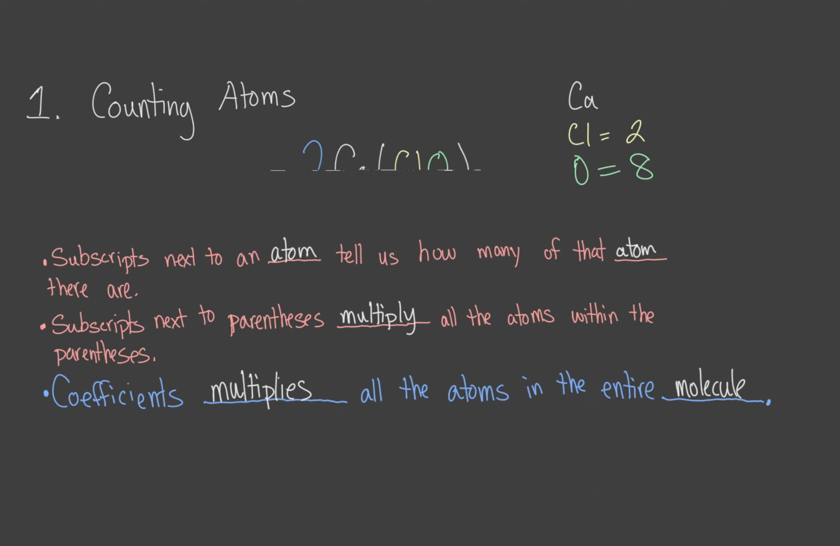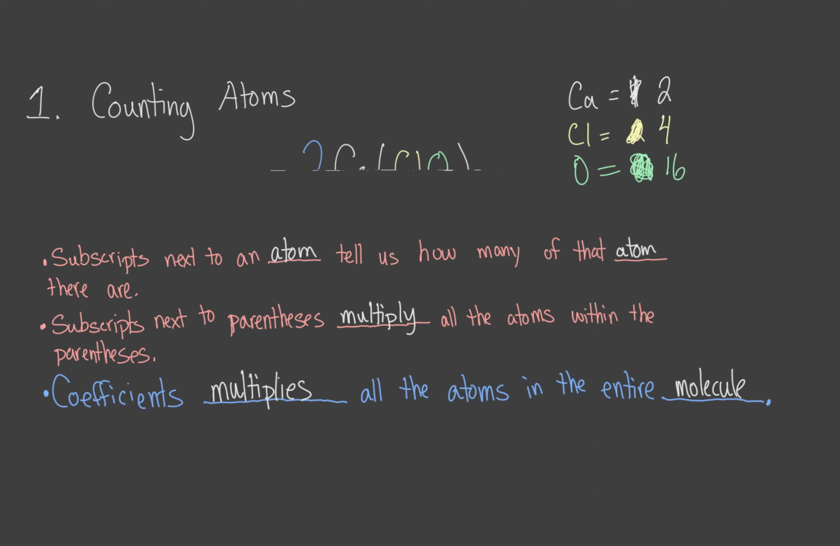So in the molecule calcium perchlorate, there's 1 calcium, 2 chlorine, and 8 oxygen. But this molecule has a coefficient. And like I said, this coefficient means we multiply by everything in that molecule. So because of the coefficient, we actually have 2 times 1 calciums, which equals 2. We actually have 2 times 2 chlorines, which equals 4. And we actually have 2 times 8 oxygens, which equals 16.